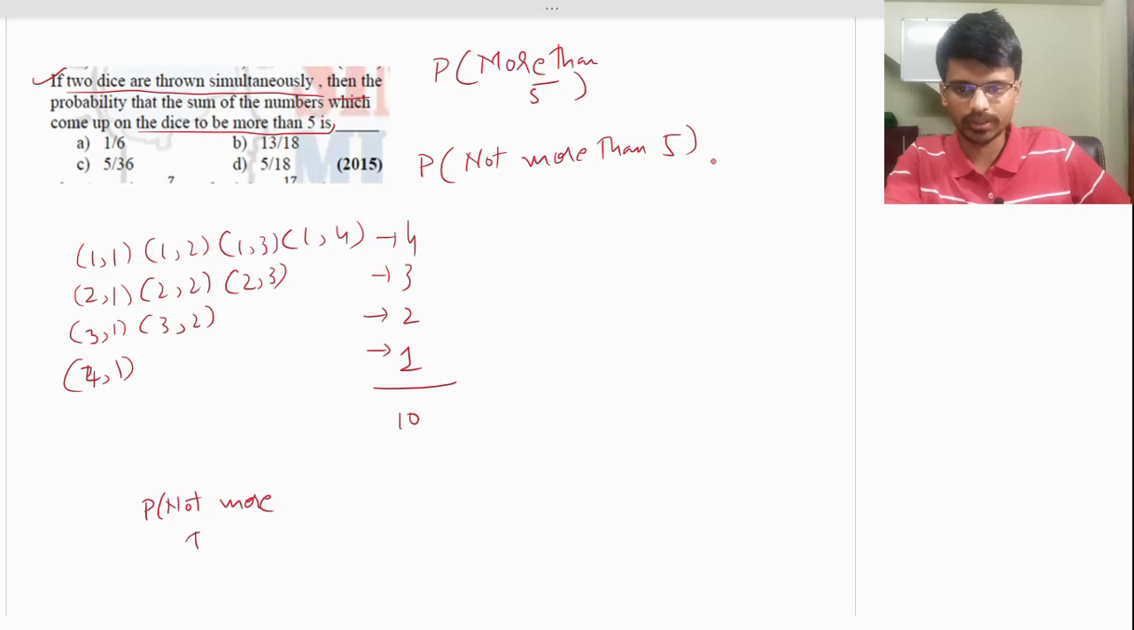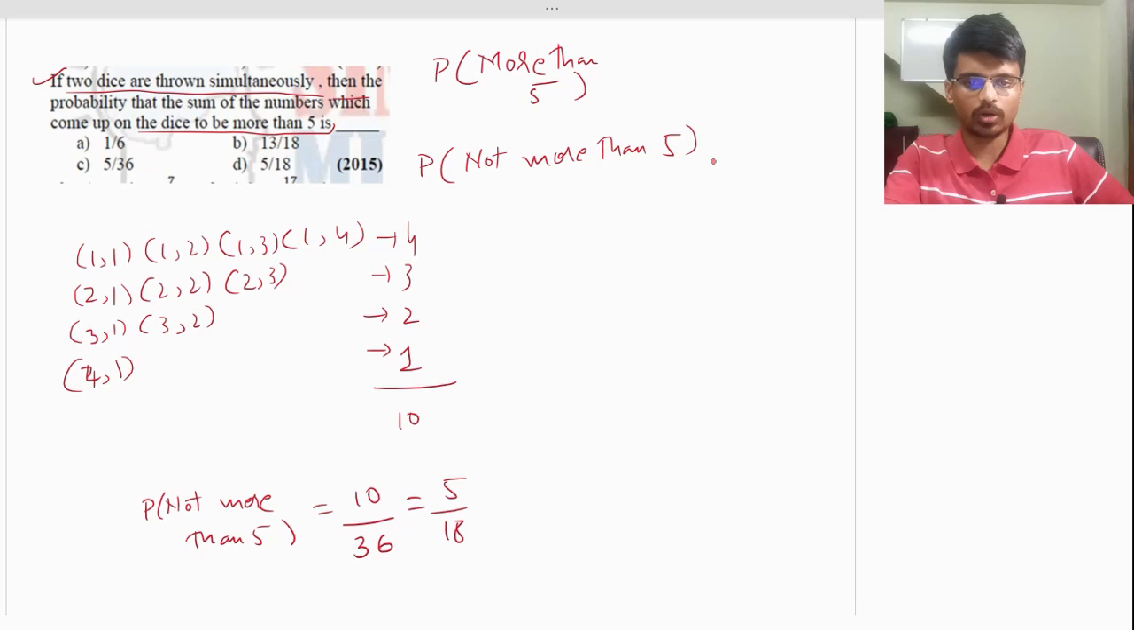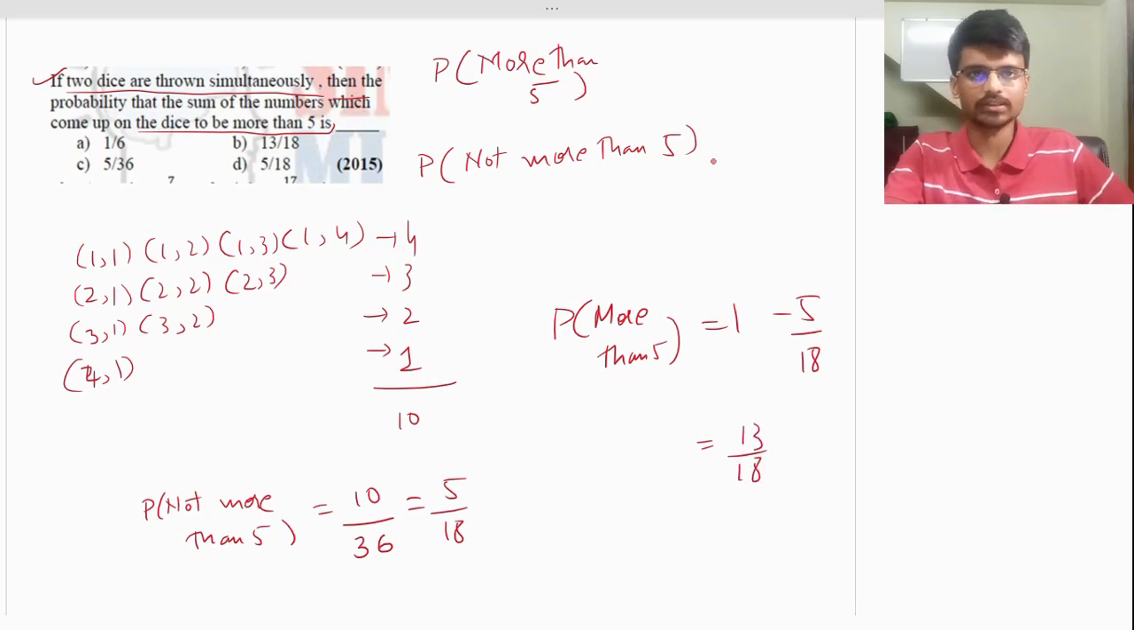So the probability of not more than 5 is 10 over the total number of possibilities. What is it? Yes, you have guessed it correct, I guess. 36. 6 sixes are 36, right? So this is my not more than 5, which comes to 5 by 18. So what will be more than 5? The probability of more than 5 will be 1 minus 5 by 18, so it is 13 by 18. This is how you can attempt the question to solve it in a quicker way. Correct answer is option B.